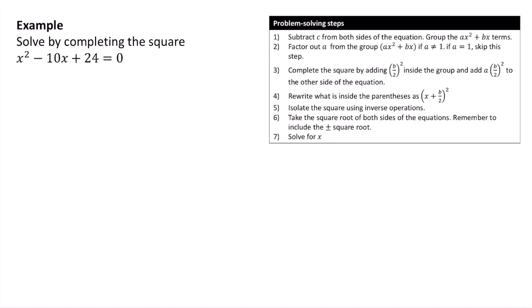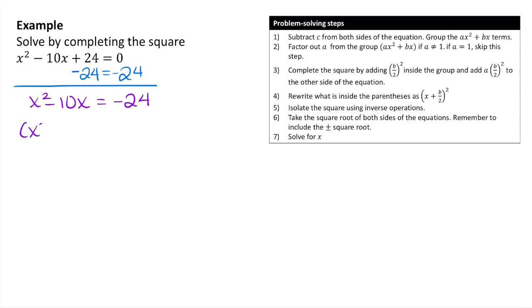My very first step is going to be to move that value of c. Here c is a plus 24, so I'm going to subtract 24 from both sides. That's going to give me x squared minus 10x equals negative 24. In this next step, I'm going to put that x squared minus 10x together. Since a is 1, I don't need to worry about step 2 where I have to factor a out. So I'm just going to leave some room for myself to complete the square. Now I'm going to look at this value of b, which in this case is negative 10, divide that by 2, and then square it.